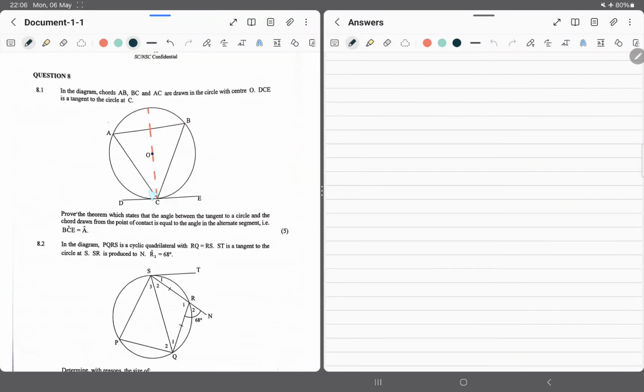All you do there is draw a diameter, COF, let's say, and you join this back. What angles are we supposed to prove here? BCE. So we want to prove this angle to be equal to that. That means we've got to join this one as well.